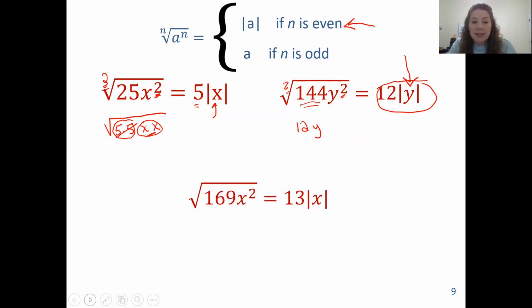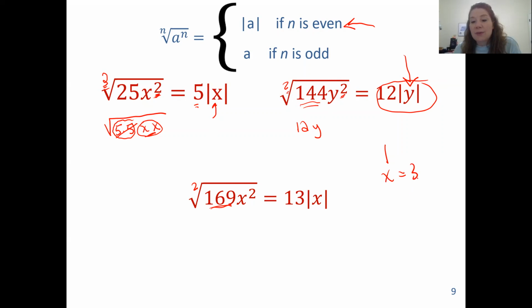All right, let's look at this one. Once again, we have a perfect square. The square root of 169 is 13. X squared is a perfect square because x times x is x squared, but it's reminding us that whatever x is, so let's say x is 3.